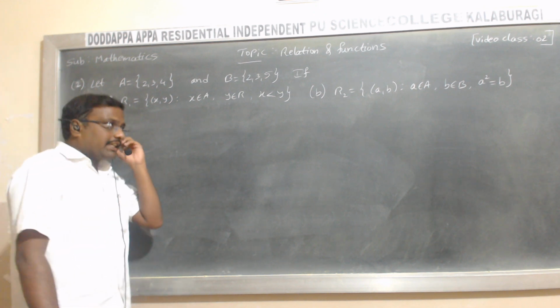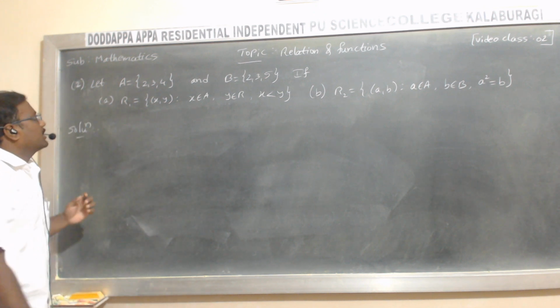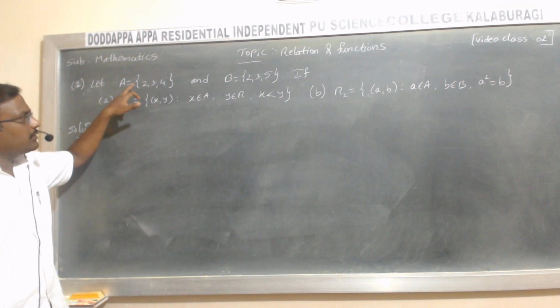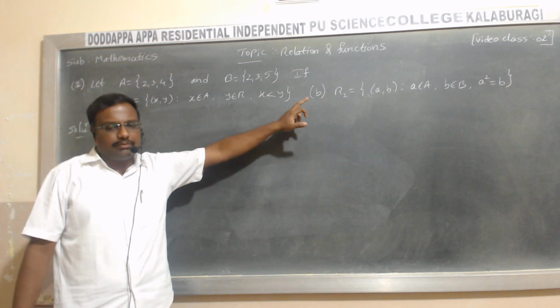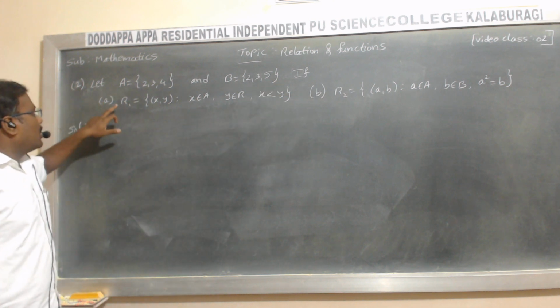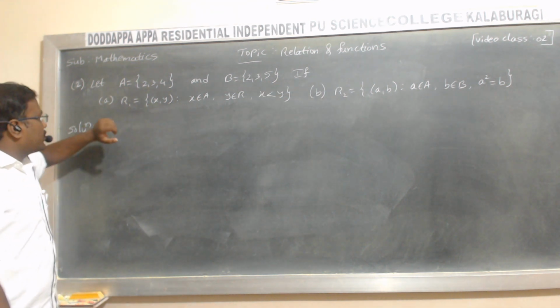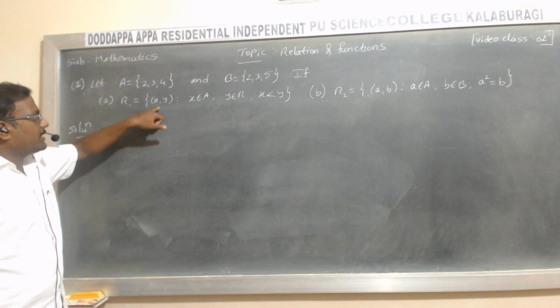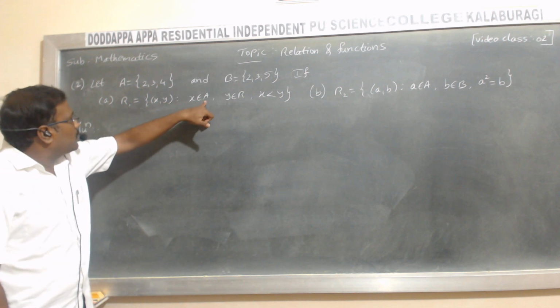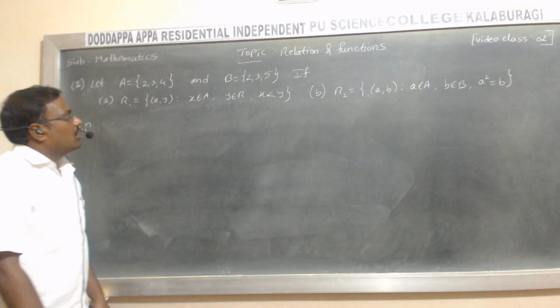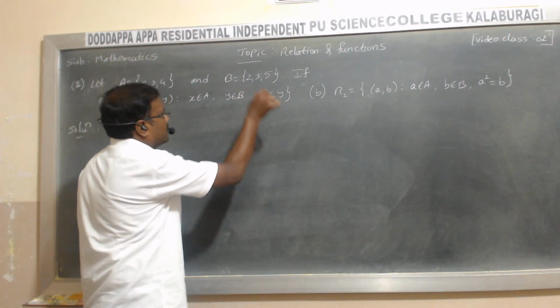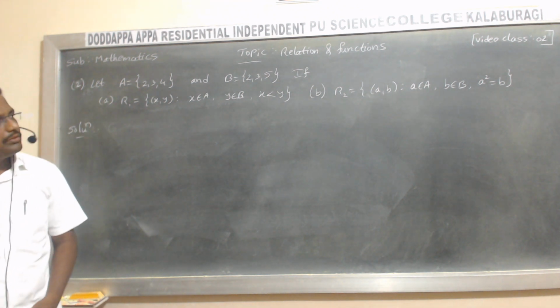Okay, now second problem. What is the given? Let A is equal to the set {2, 3, 4} and B is equal to the set {2, 3, 5}. Here the A and B condition is given. R1 is equal to {(x, y) such that x belongs to A, y belongs to B, and x < y}.